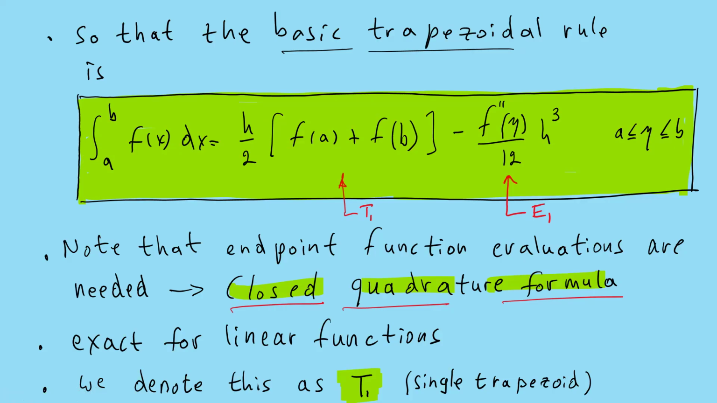As you can see, we evaluate the function at these 2 points, meaning at point A and B. For this reason, this method is a closed quadrature formula, and the truncation error for this method is approximately h cubed. By this method, we can find the exact answer for linear functions, and we denote this as T sub 1. The T is for trapezoid, and the 1 shows a single trapezoid.